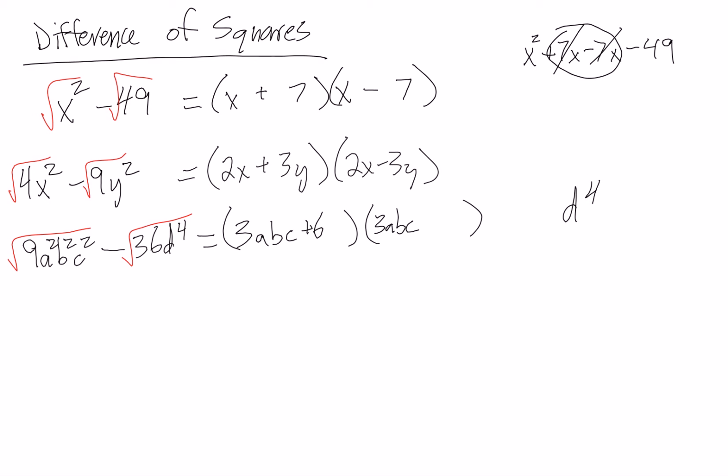The trick to there is, remember, d to the 4th. You square root that, that'll be d squared, because d squared times d squared, you'd have 2 plus 2 would give you the 4. So d squared is the right answer. So we'll have 6d squared and minus 6d squared. Okay, so it doesn't matter whether you have numbers, letters, whatever, as long as you can square root both sides, you can then do a difference of squares factored.